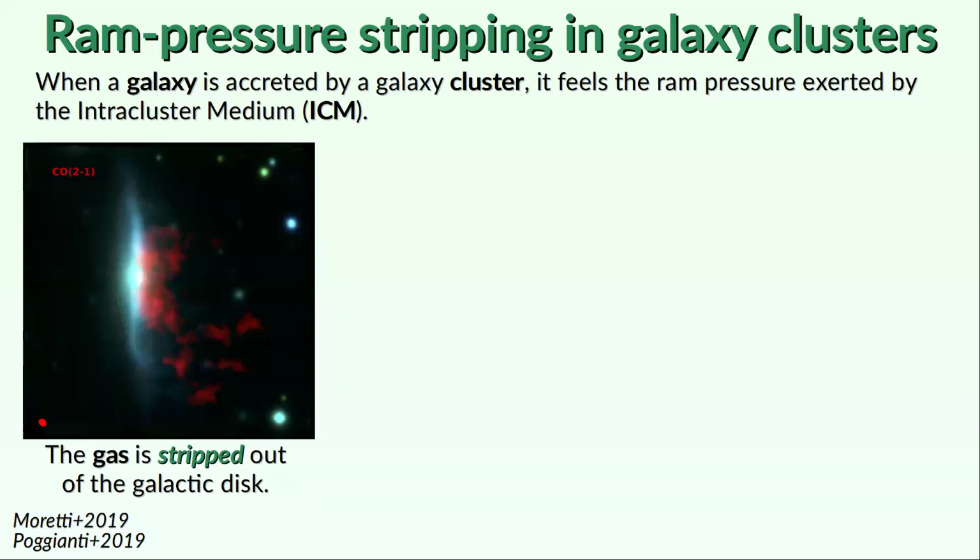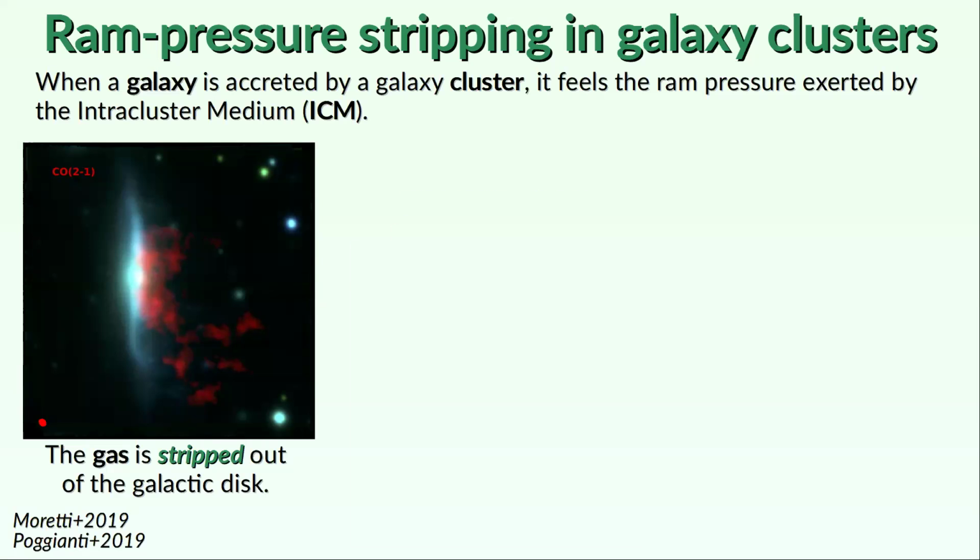You can see an example here, in which in blue you have the stellar disk of the galaxy with this red emission, which is molecular gas. So you can see that the disk is essentially undisturbed because ram pressure stripping is a hydrodynamical process that doesn't affect the stars. But the gas can be stripped, forming these long tails. Indeed, these galaxies are also called jellyfish galaxies.